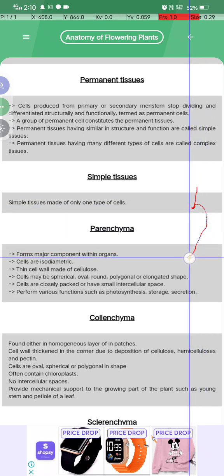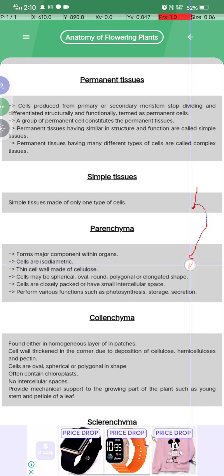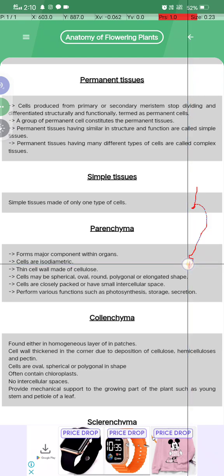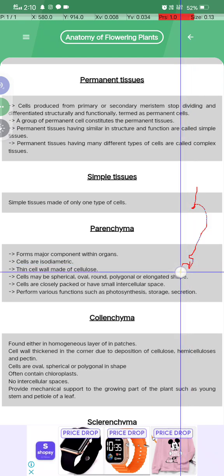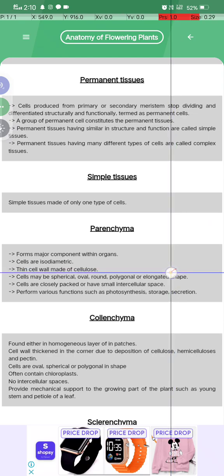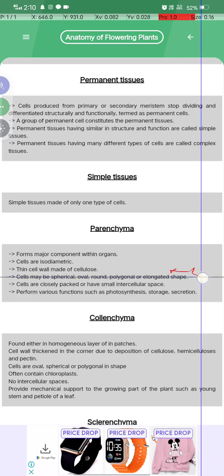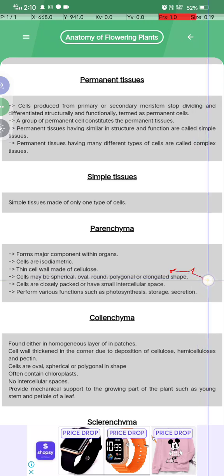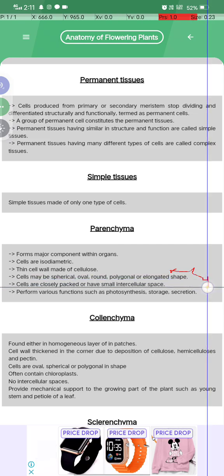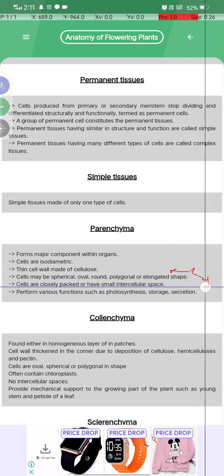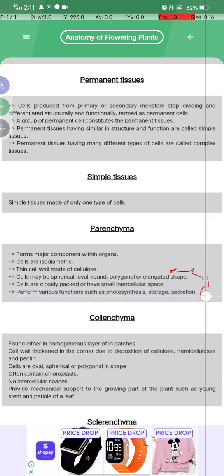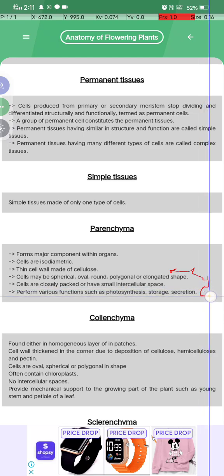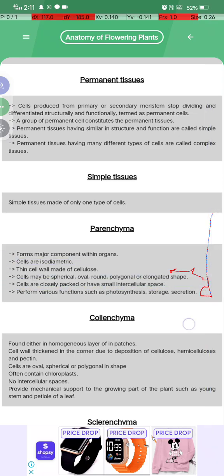Parenchyma forms the major component, with the cells isodiametric. It has a thin cell wall made of cellulose, and cells may be spherical, oval, round, polygonal or elongated in shape. Cells are closely packed or have small intercellular spaces. It performs various functions such as photosynthesis, storage, and secretion.